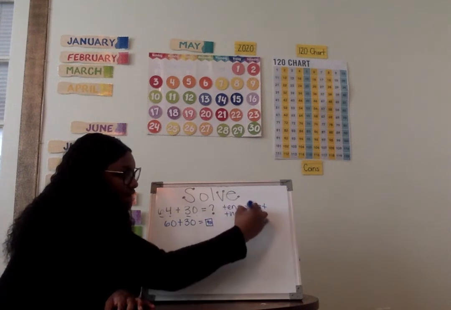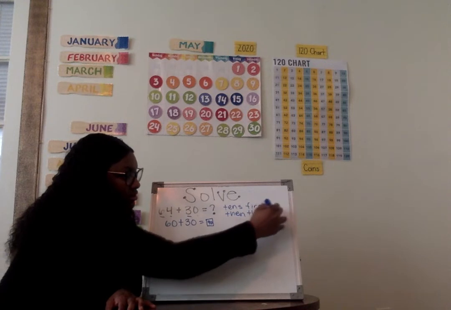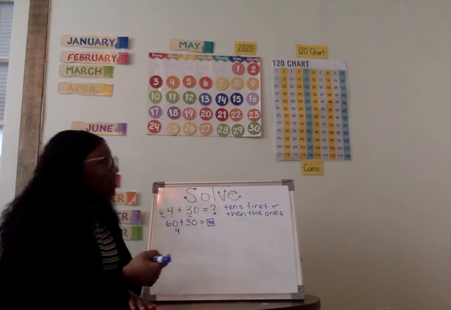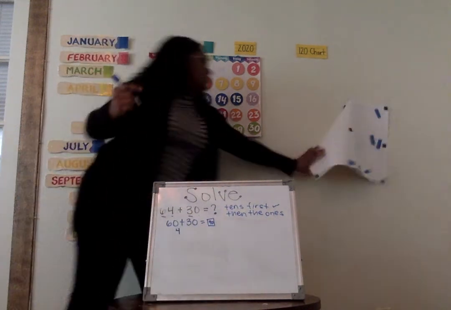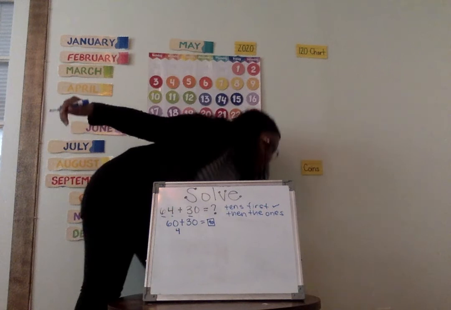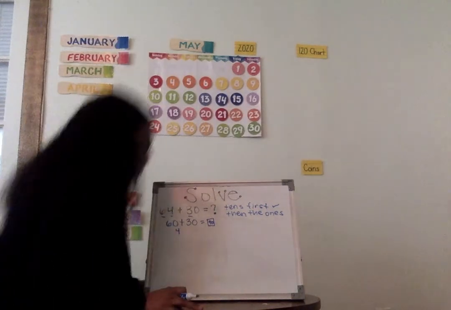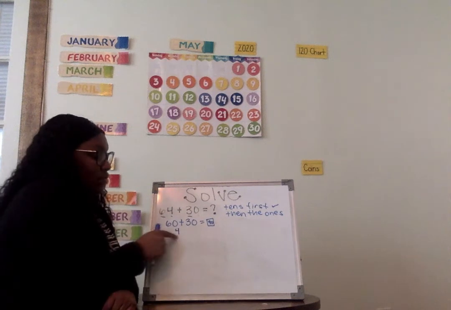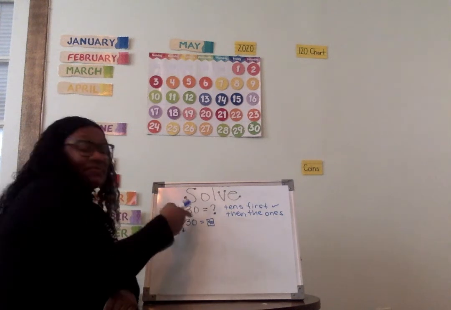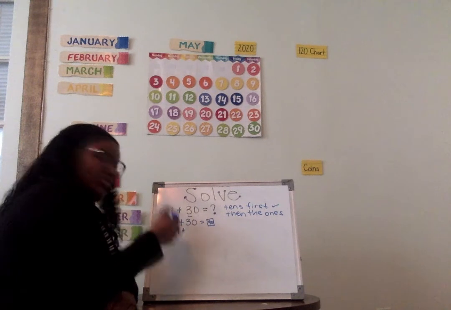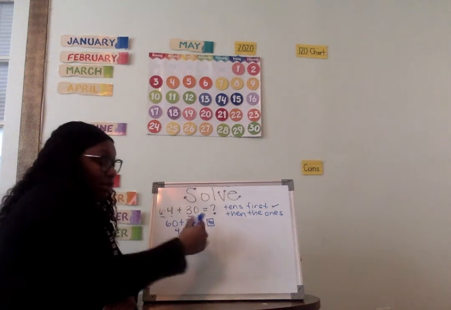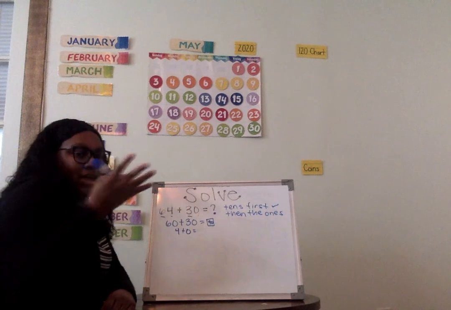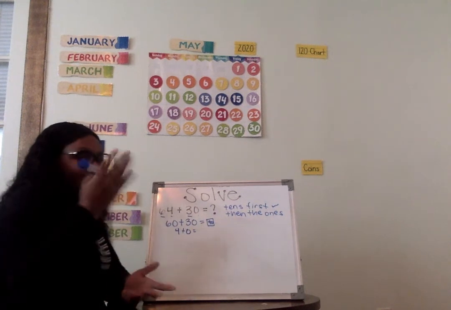Now I need to add the ones. So I have 4 ones in the number 64. Uh-oh. My 120 chart tried to fall down on me. So I have 4 ones in number 64. So I wrote my 4 right here. But I have 0 ones in the number 30. So all I need to do is add 4 plus 0. What's 4 plus 0? That's right. 4 plus 0 is the same as 4 plus nothing. And that just equals 4.